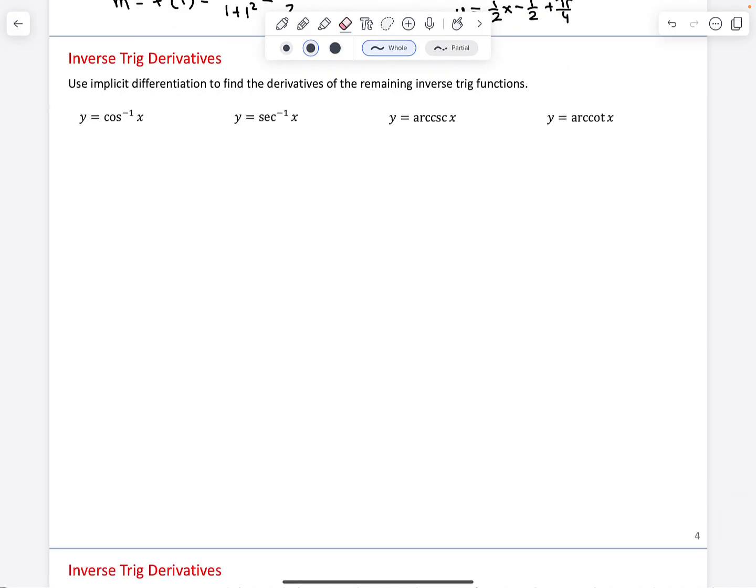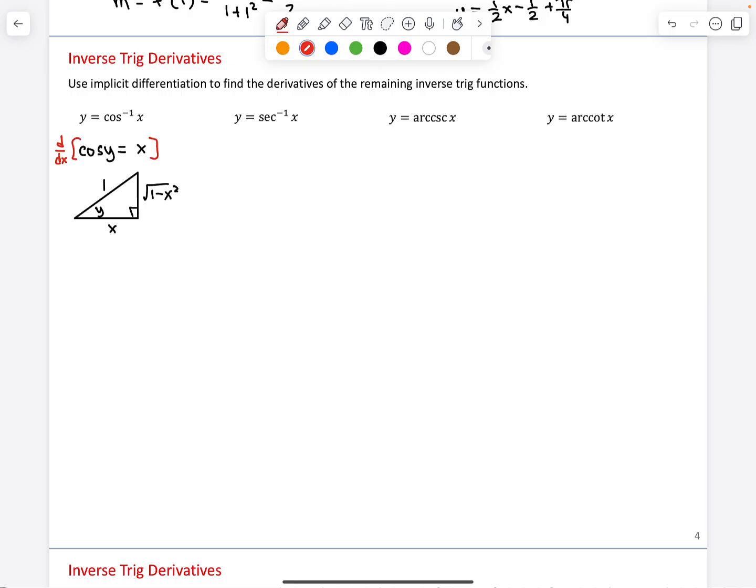Use implicit differentiation to find the derivatives of the remaining inverse trig functions. I plan to work through these rather quickly. Convert to regular trig. We get cosine y must be x. I'll go ahead and make a reference triangle now. The angle is y, and the cosine is x. Well, cosine is adjacent over hypotenuse. So we'll get x is the adjacent, and 1 is the hypotenuse. Pythagorean theorem will give us the other side must be the square root of 1 minus x squared.